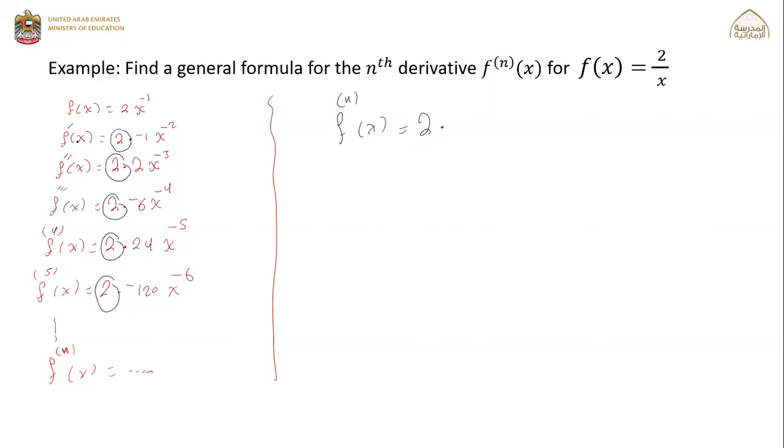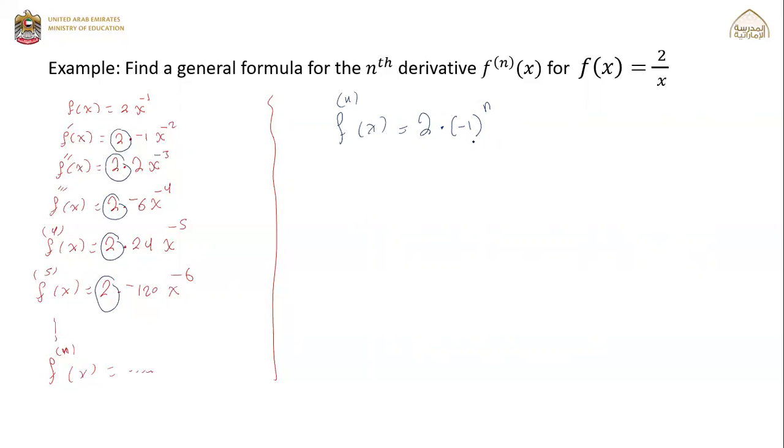Now, the first derivative, there is a constant, minus 1, second derivative 2, third derivative minus 6, fourth derivative 24, fifth derivative minus 120. So the signs of the numbers start from negative, after that positive, negative, positive. I can generalize this in the form of minus 1 to the power n, or minus 1 to the power n plus 1, or minus 1 to the power any term of n.